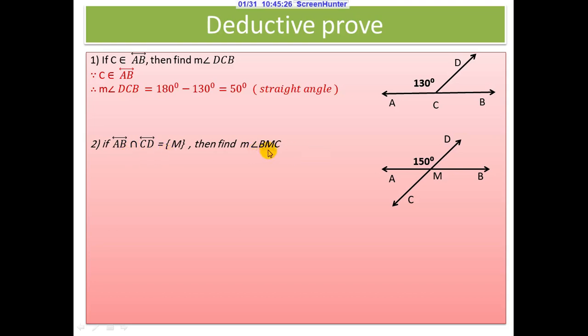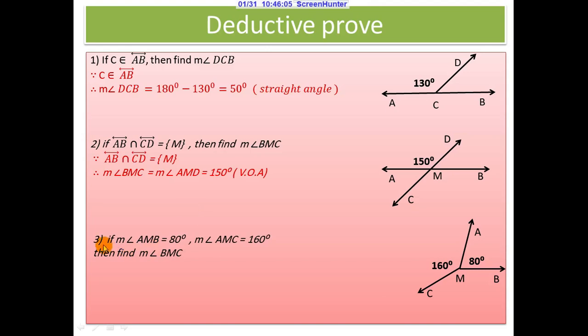How to find the measure of angle BMC by these steps? We must write as a first step, since the AB straight line intersects with the CD straight line at point M, we write this in "since". Okay? We deduce that, therefore, the measure of angle BMC must equal the measure of angle AMD, equal 150 degrees, because they are vertically opposite angles, and we abbreviate it as VOA, like that. Okay, let's see more exercises.